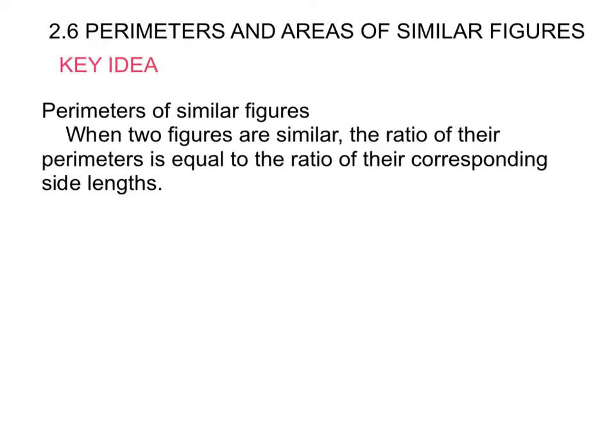Here's your key idea. Perimeters of similar figures. So this is talking about perimeters. When two figures are similar, the ratio of their perimeter is equal to the ratio of their corresponding side lengths. As we already know, the side lengths are always proportional. Using that, we know that their perimeters are also equal to the ratio of the corresponding sides. So here is how it's going to look.